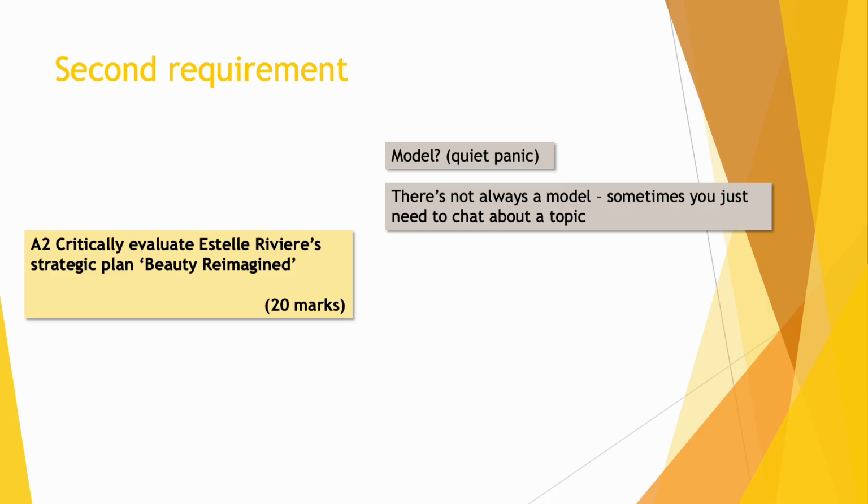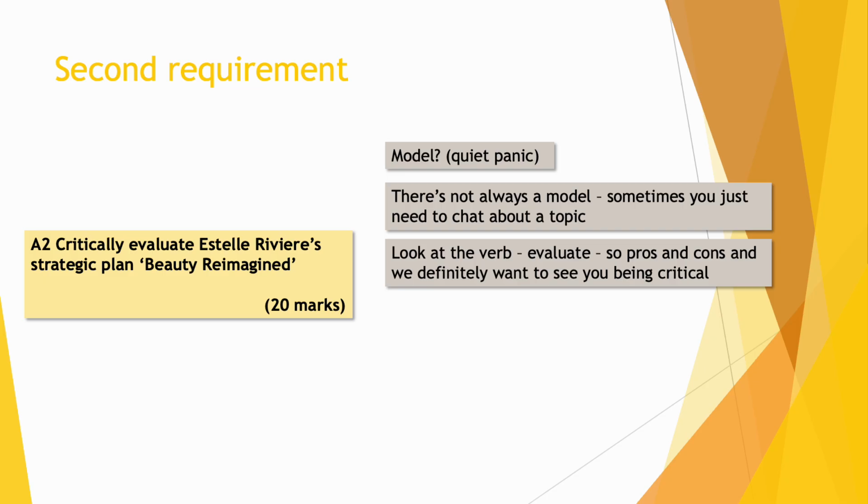Now, look at the word here that you're asked to use. Look at the verbs. You're asked to critically evaluate. So evaluate. That means that we need to look at the pros and cons. Okay, so good and bad points. Now, if you wanted to be kind of fancy, you could use SAF to evaluate these strategies.